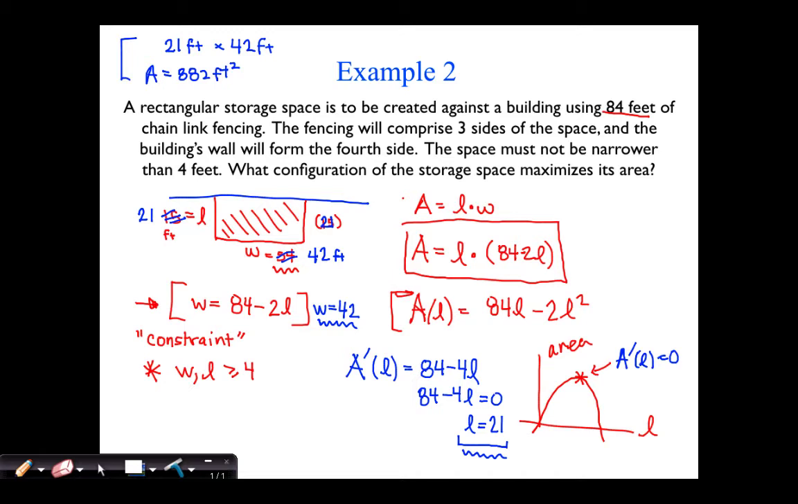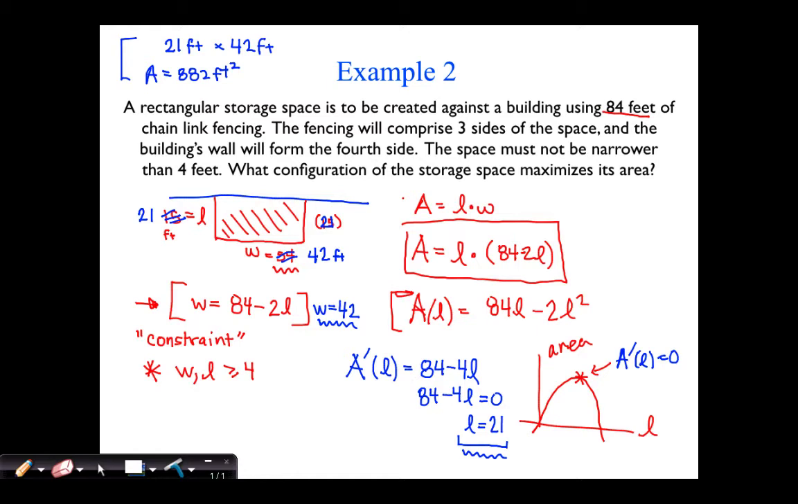If you, just as a note, did want to investigate where these endpoints are, how do I figure out this 4 feet situation, even though that's not going to help us find the answer here, because that would be along where minimums are instead of maximums. If you want to investigate that, the easiest way might be through just thinking about the diagram. What if I make the length as small as possible? What if I make this side 4? How long is the width going to be?